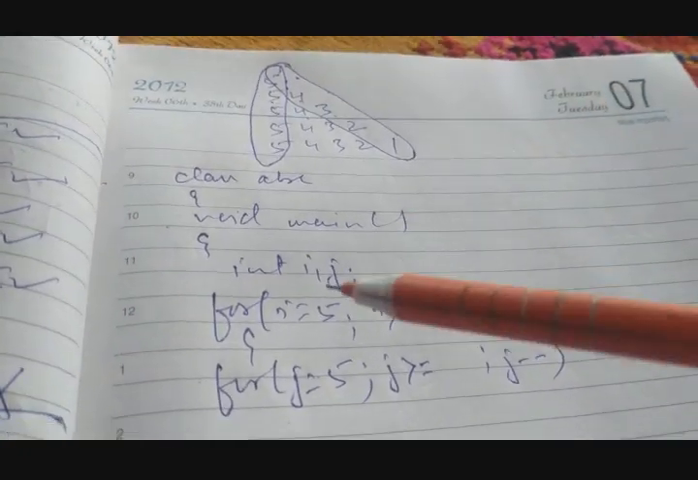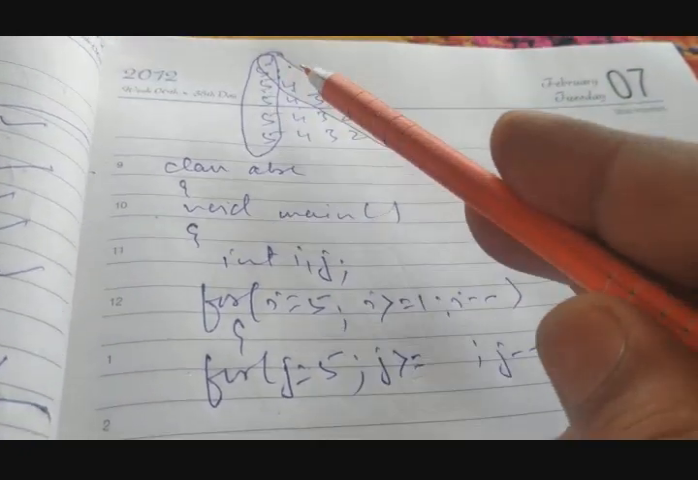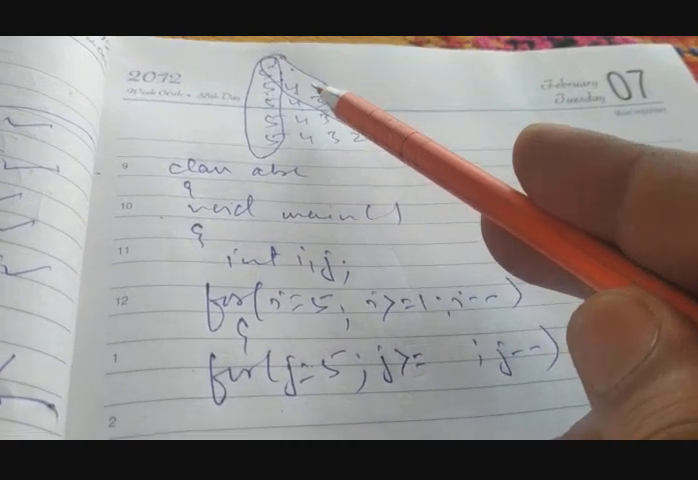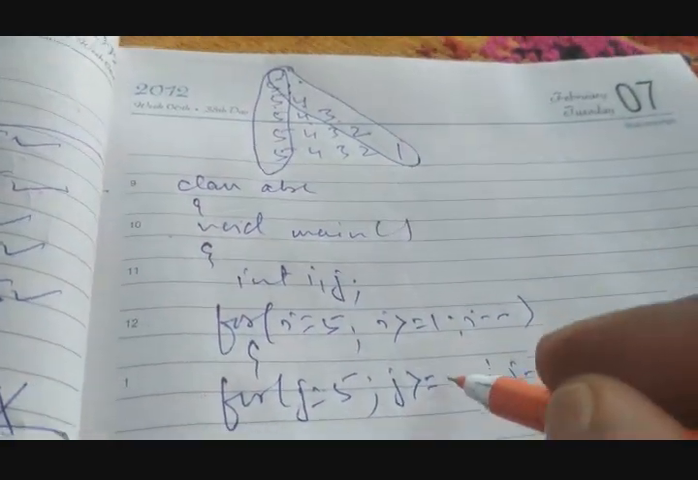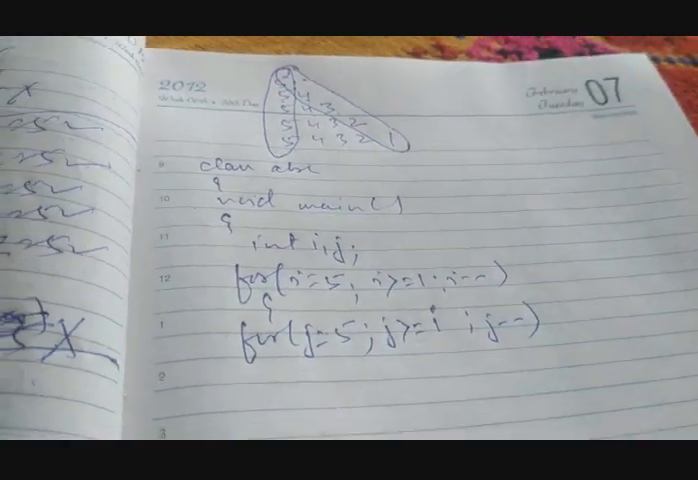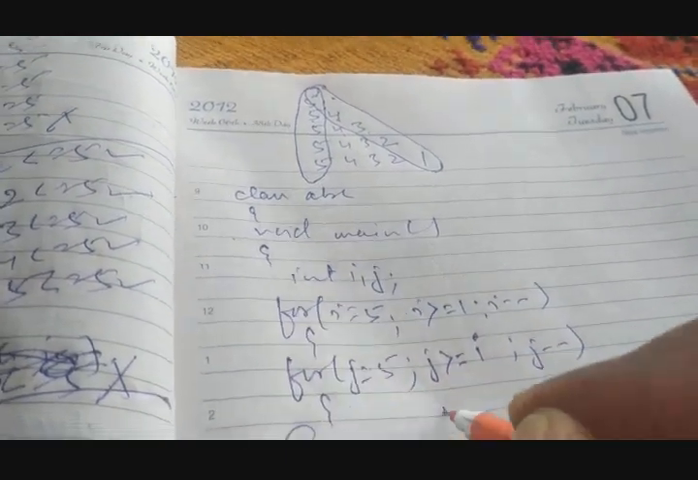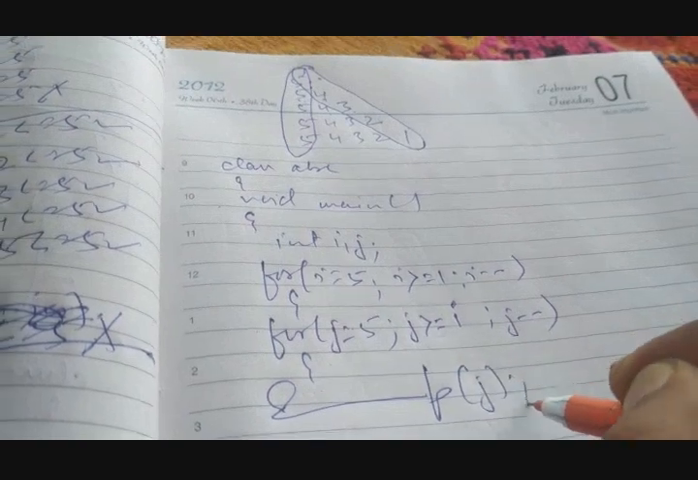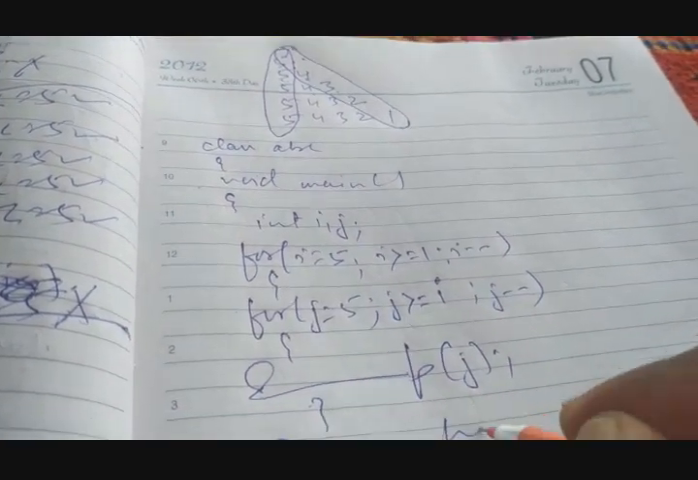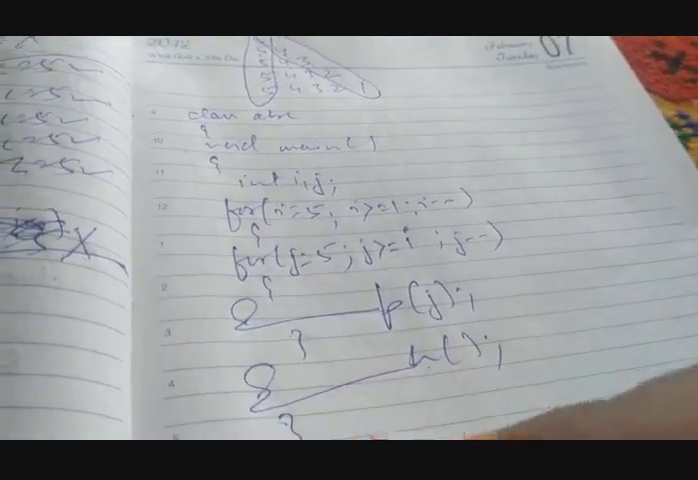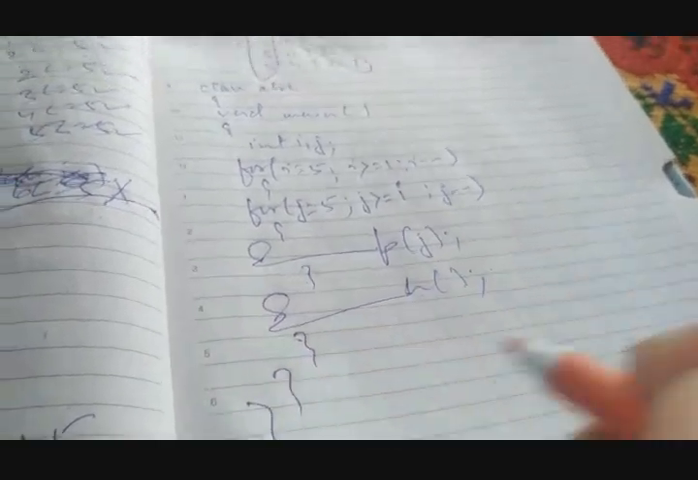J कहाँ तक हो रहा है? तो J, I को, जब I 5 है तो 5 तक चल रहा है, I 4 है तो 4 तक चल रहा है, I 3 है तो 3 तक. तो ग्रेटर देन इक्वल्स टू I. SOP J, SOP ln blank, outer for close, main close, class close.